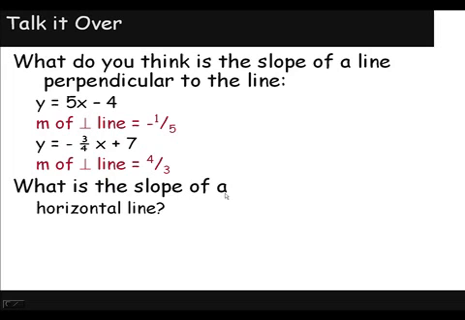Slope of a horizontal line. A horizontal line is going straight across. Well, it has a steepness of 0. It's not steep at all. So the slope is 0. A vertical line goes straight up and down. It's so steep we can't measure it. So that slope is actually undefined. We cannot measure that slope.